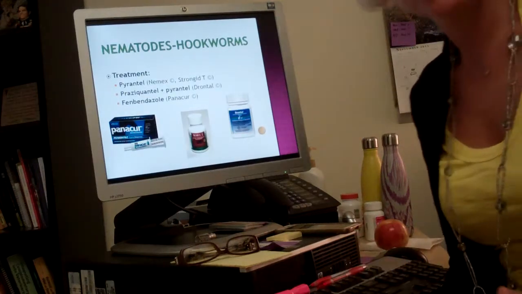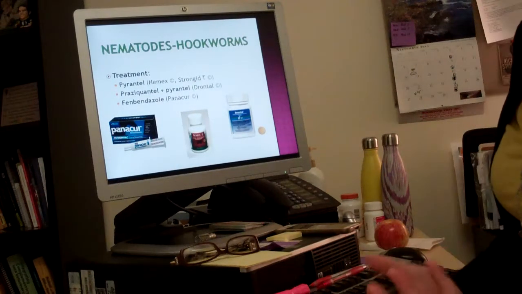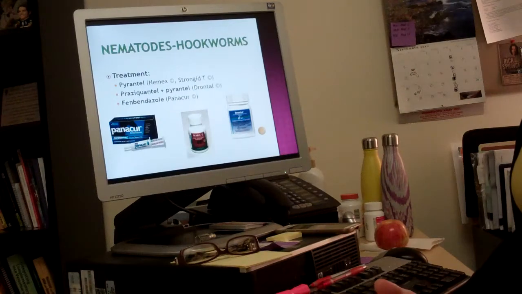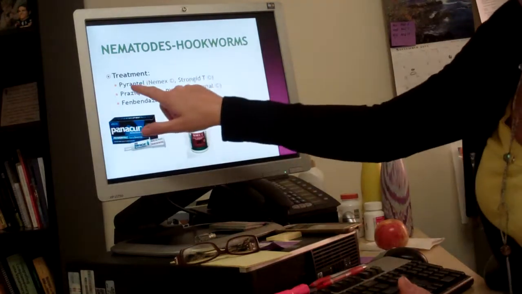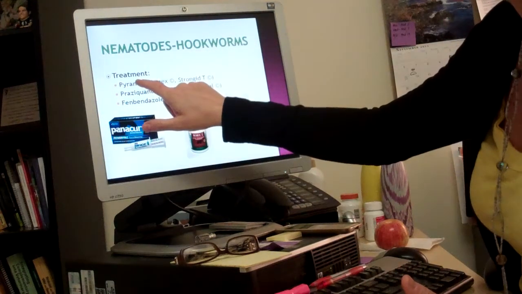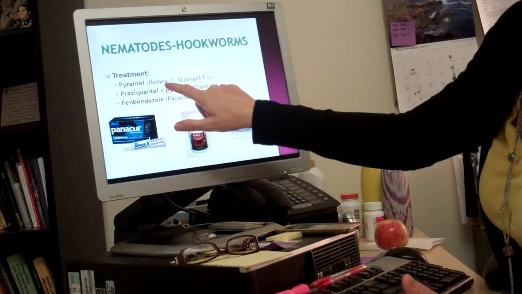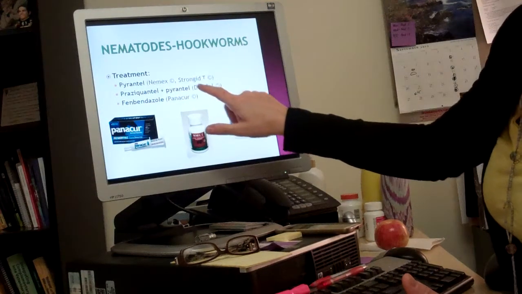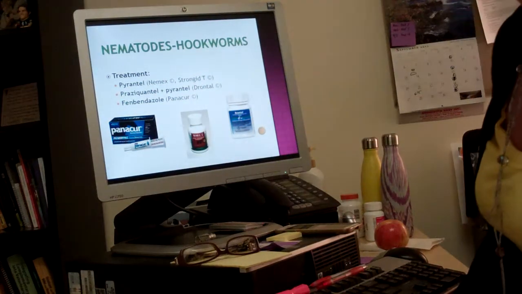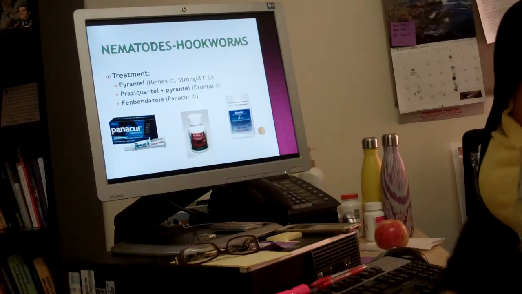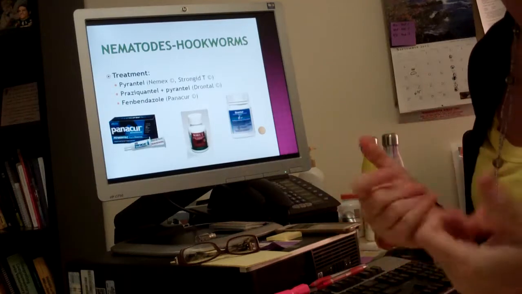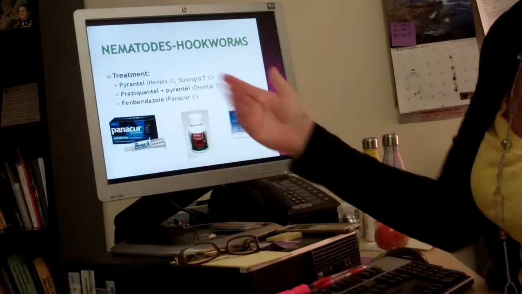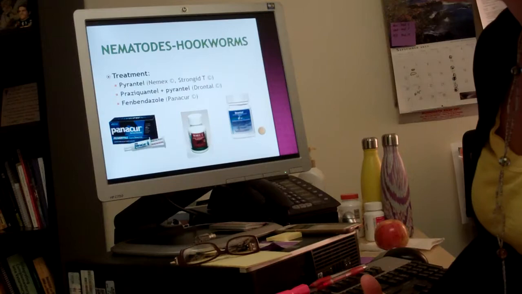Of course, you're going to protect yourself as a technician, wearing gloves every time you're working with feces and doing your fecal examination. Here are some common dewormers for hookworms. Now, I've already introduced you to pyrantel, pyrantel pamoate, which goes by the trade name Nemex and Strongid T. You know that pyrantel can kill roundworms and it can also kill hookworms. So again, if you have an animal afflicted with both of these parasites, pyrantel can kill both of them.